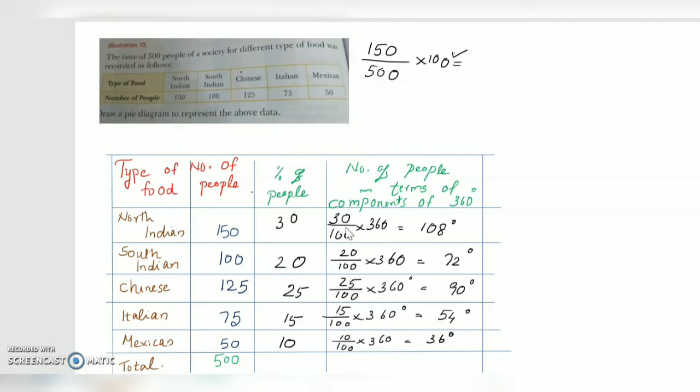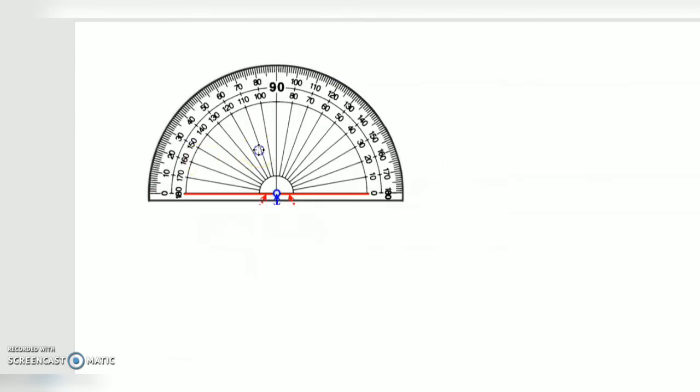Now what is the other step? The third step. Now we have to find one baseline. For that I am drawing one circle here. I have to draw a perfect circle. And now this is the center point. I am just drawing one baseline, it should be a straight line. Now I am taking the protractor and we have to find the values.